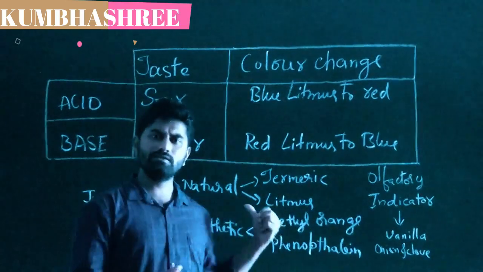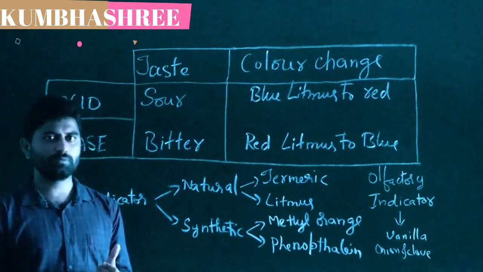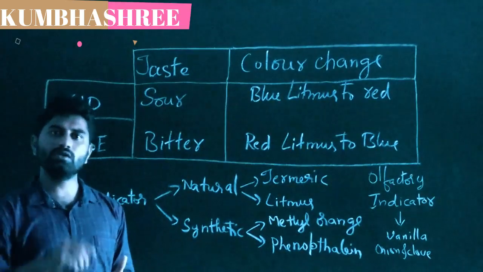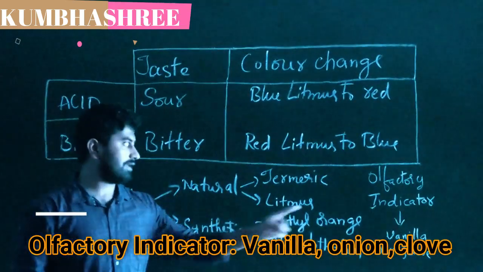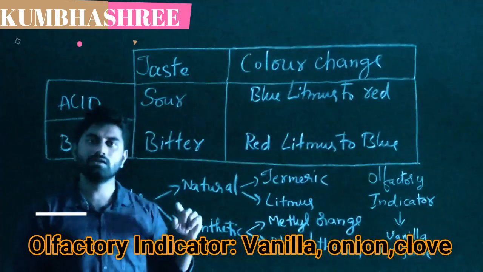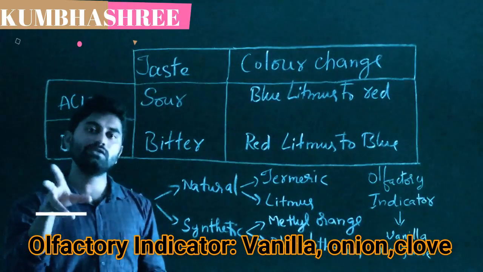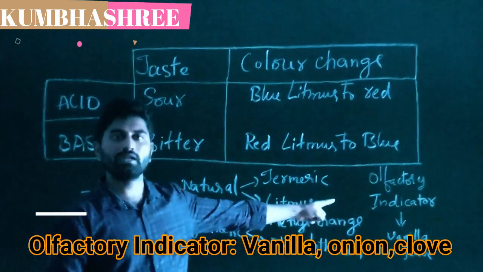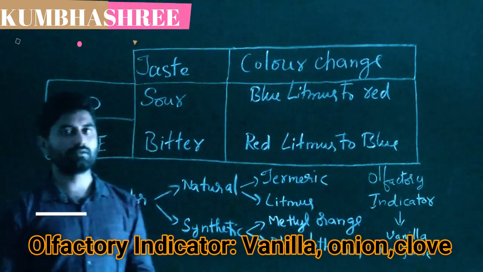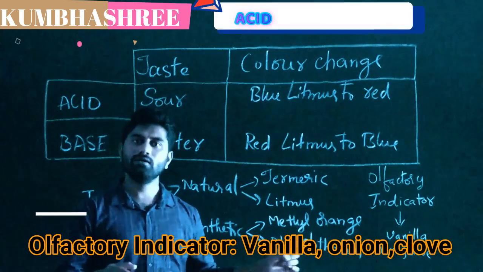Another one is that these indicators are determined from your eyes, like color change is observed, and with your ear you can determine the sound change. But we are dealing with olfactory indicator. Here we can observe the change in smell. That type of indicator is said to be an olfactory indicator. Example: vanilla, onion and clove.